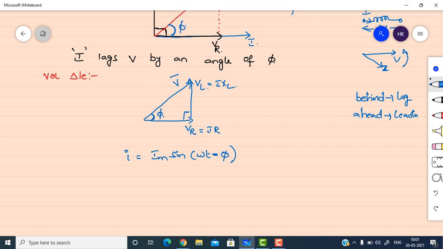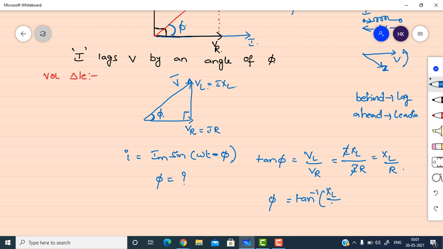So from this diagram, can we write the φ value? tan φ is equal to VL by VR. VL is what? I XL by VR, I into R. I and I get cancelled, then tan φ is equal to XL by R. Then what about φ? φ is equal to tan inverse of XL by R.